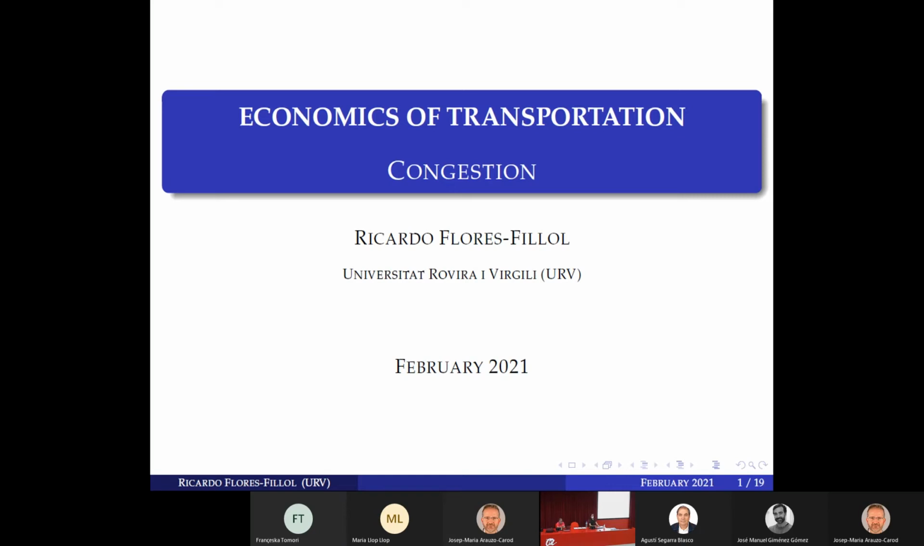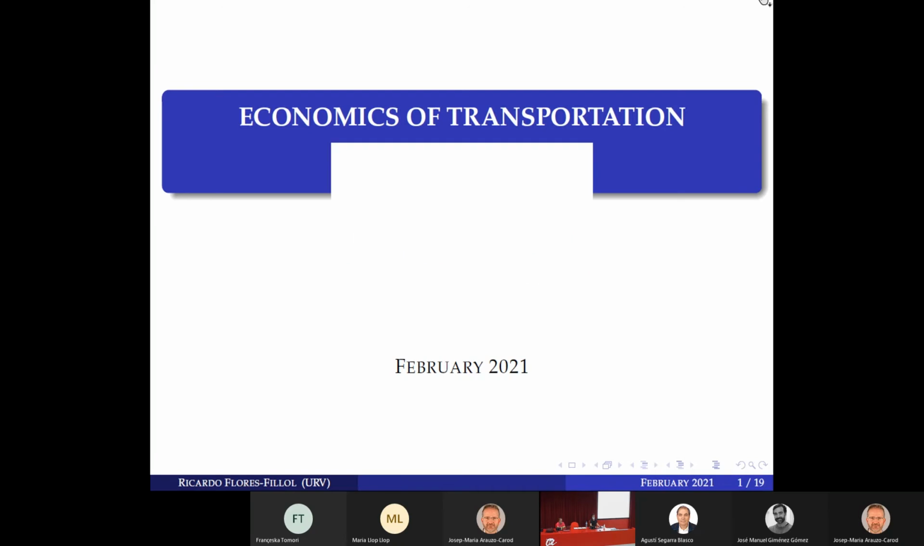The literature on congestion started first dealing with road congestion and urban congestion, and then it expanded to other modes of transportation and particularly to airport transportation. So I will deal with these two dimensions: urban congestion, so congestion produced by cars in cities, basically, and airport transportation, which is the congestion that is generated by airlines in airports.